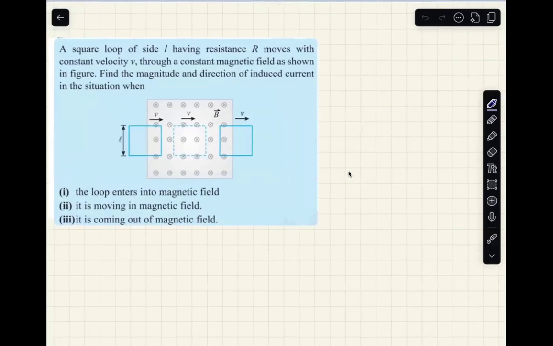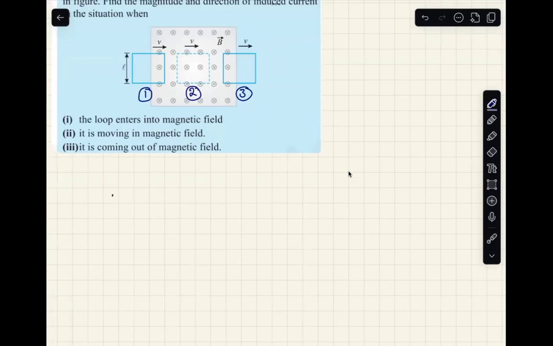A square loop of side L having resistance R moves with constant velocity V through the constant magnetic field as shown in the figure. Find the magnitude and direction of induced current in the situation. Let us take that this is situation 1, this is situation 2, and this is situation 3. Agreed? Right. Now, in this case, it is an inward flux. Apply Fleming's right hand rule. Inward flux, thumb represents direction of motion, right hand side, central finger is upwards.